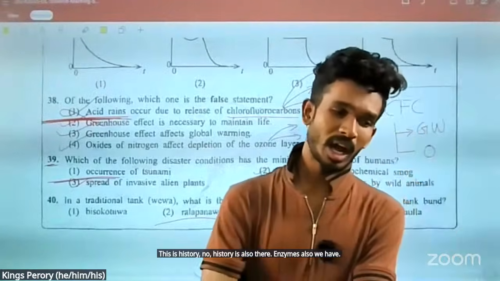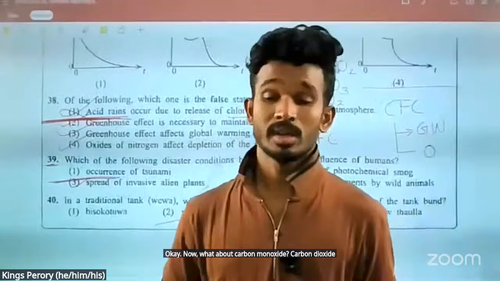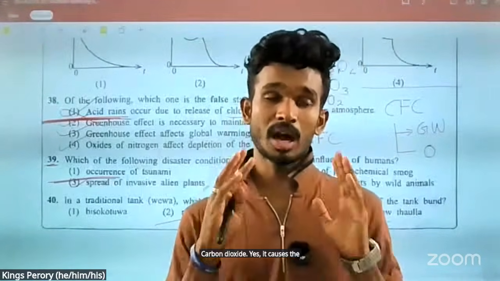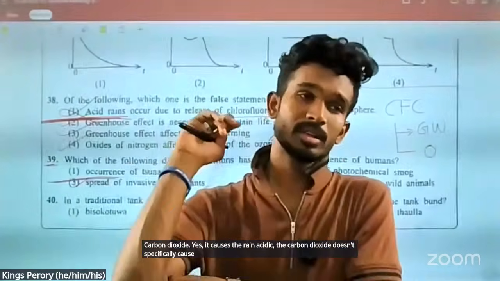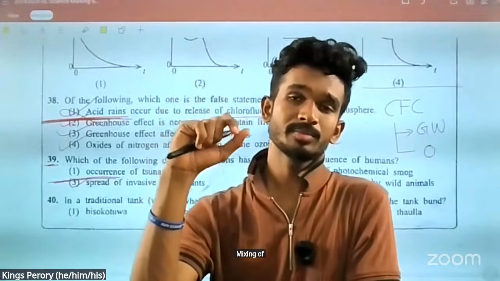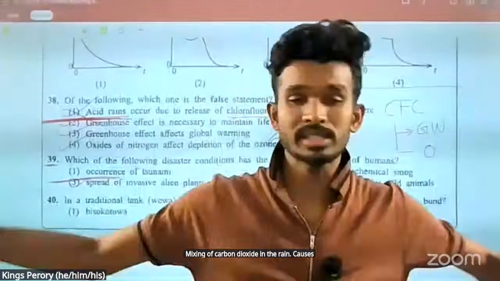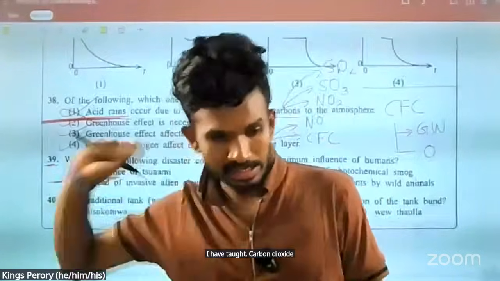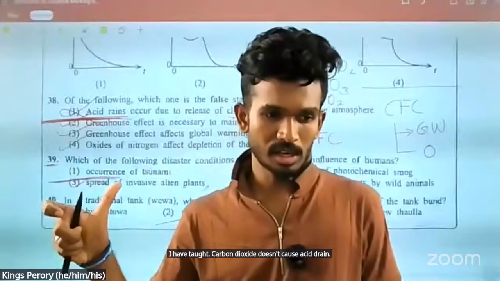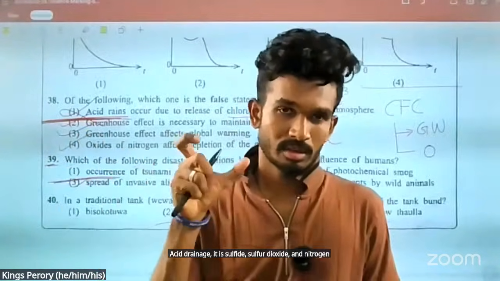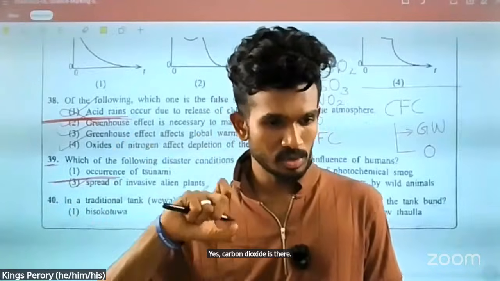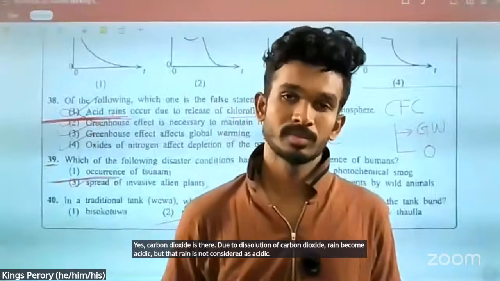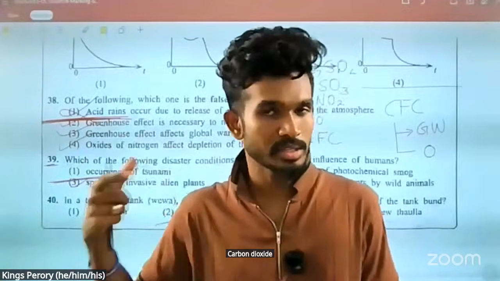Okay. Now what about carbon monoxide and carbon dioxide for acid rain? Carbon dioxide does make rain acidic, but carbon dioxide doesn't specifically cause acid rain. Mixing of carbon dioxide in the rain causes normal rain to be acidic. As I have taught in acid rain, acid rain is due to sulfur dioxide and nitrogen dioxide. Due to dissolution of carbon dioxide, rain becomes acidic, but that rain is not considered acid rain.